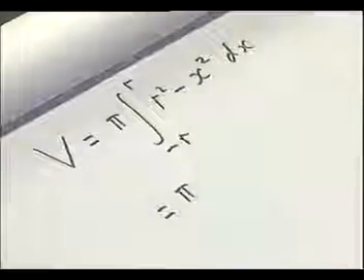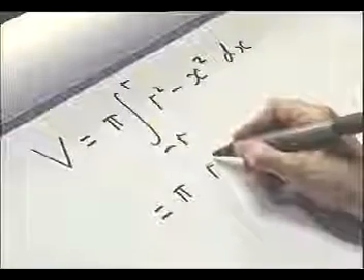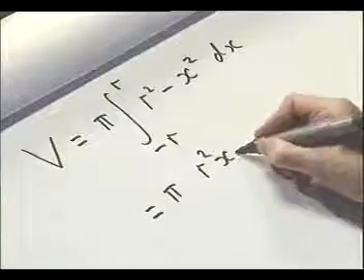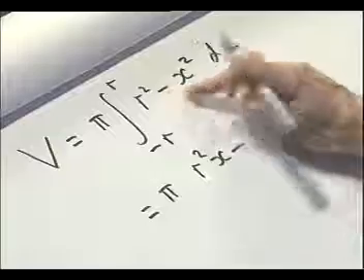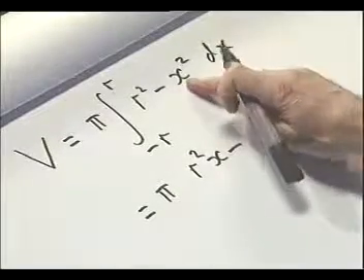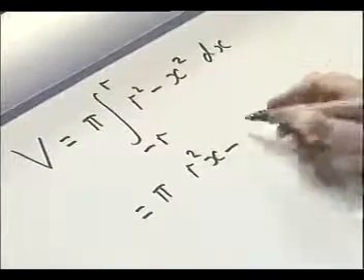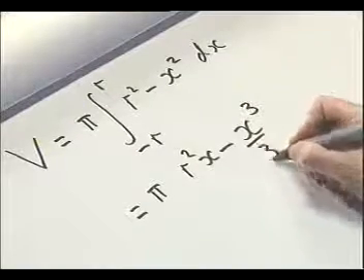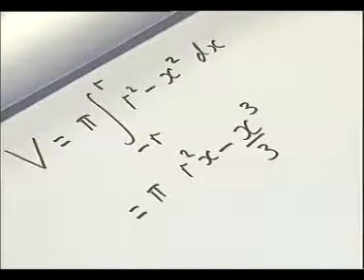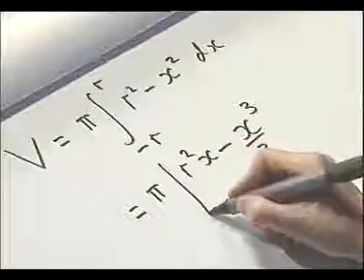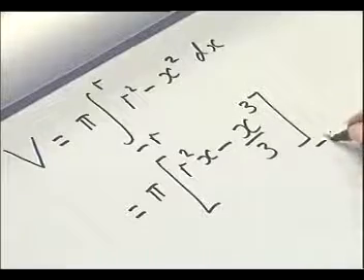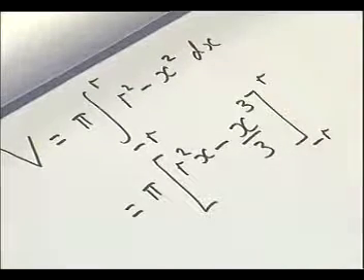r squared is just a constant, so when we integrate it, we get r squared x. Minus, because we've got minus there, and now we integrate x squared, so that's add 1 to the index, x cubed, and divide by the new index. And now we need to evaluate this integral between the two limits, minus r and r.